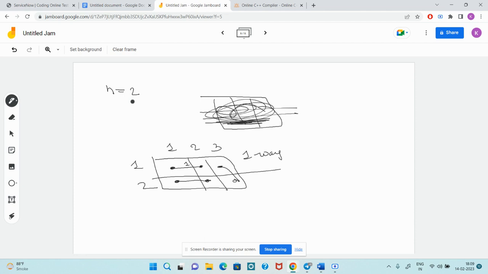Now the second way, it is not that hard. For the second way, we just take both of these horizontal sticks to the right.